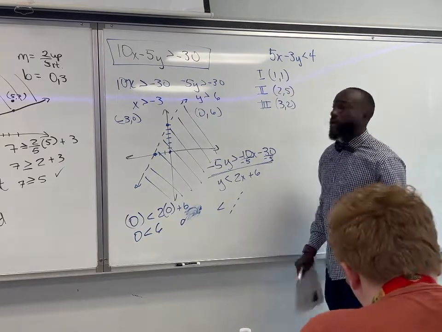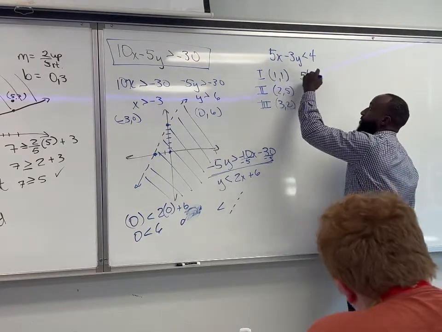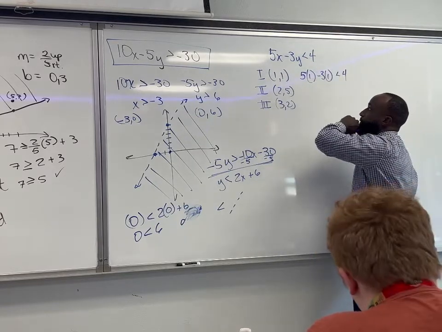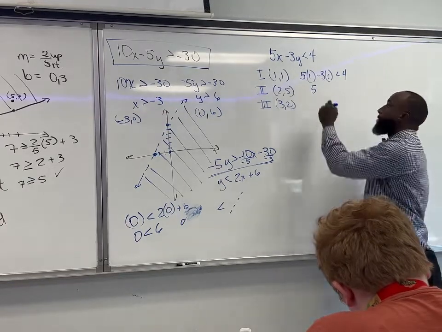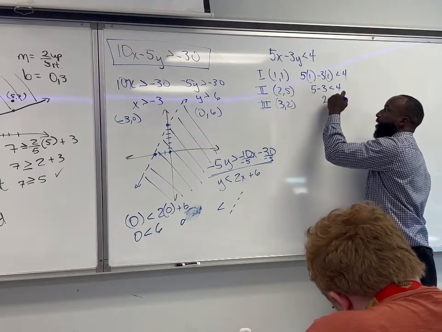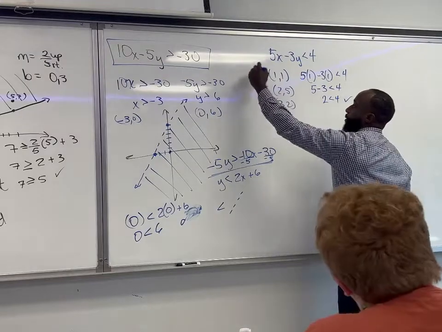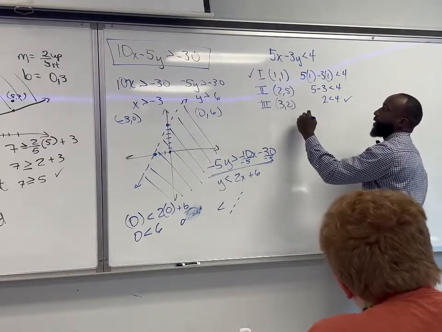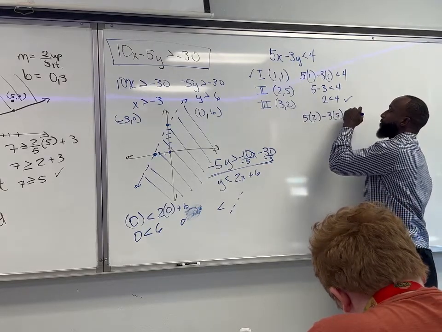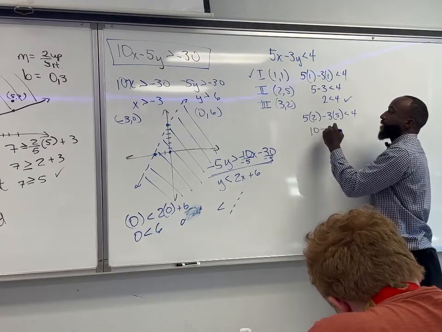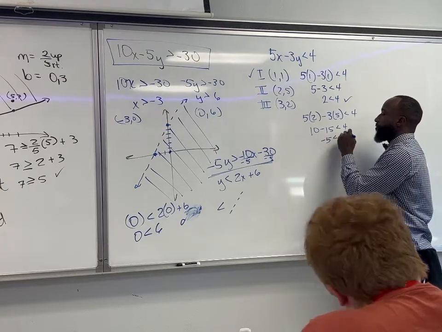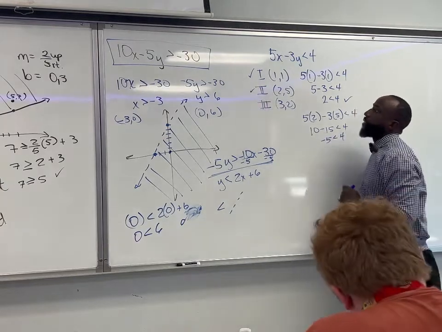So let's do it, all right? Let's do 1, 1, so that's 5 times 1 minus 3 times 1 is less than 4. 5 times 1 is 5, minus 3 is 2. Is 2 less than 4? Yeah. Let's do 2 and 5. So that'll be 5 times 2 minus 3 times 5 is less than 4. That'll be 10 minus 15. Is negative 5 less than 4? Yes.